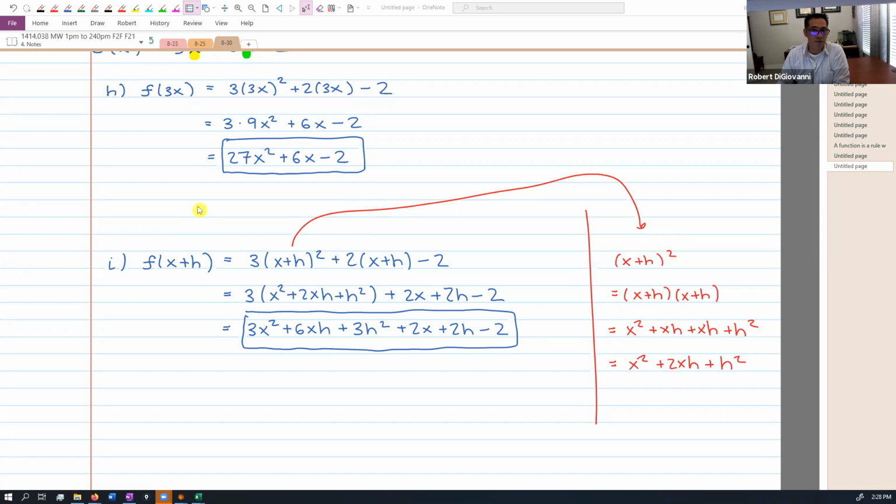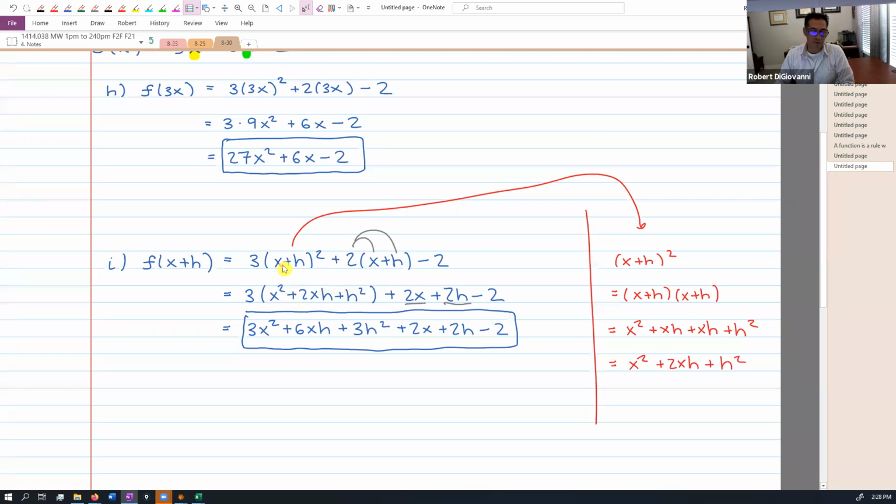The second one is the trickiest one, and it is the most important one. All right. That is, what do you get when you plug in x plus h into the original function? So it has to go in here in parentheses, has to go here in parentheses. The easy part is distributing the 2. You get 2x and 2h.